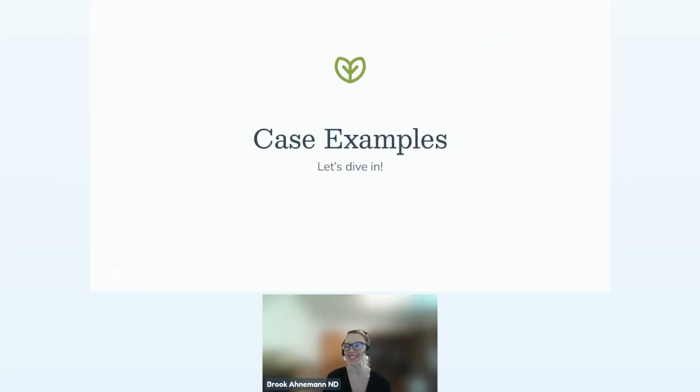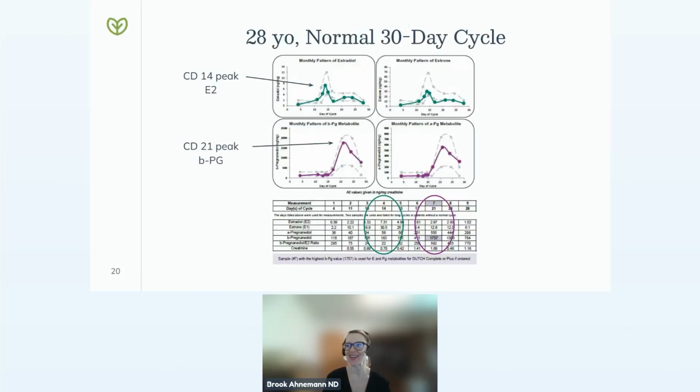All right, let's start taking a look at some cases here. Again, we're going to start with looking at a normal case. I've highlighted our peak times. Cycle day 14, we have that peak estradiol. Cycle day 21, we have that peak beta pregnanediol. We have those cycle maps plotted out at the top, and then we have all of the measurements listed out in that chart below.